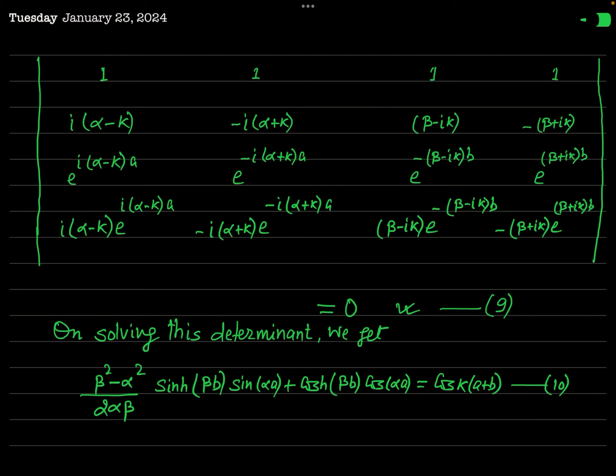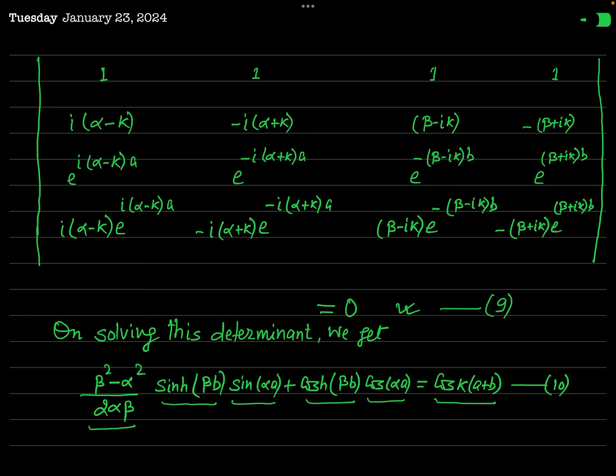So remember, when this particular determinant is solved, we get a very interesting result, which is given like this: (β² − α²)/(2αβ) times sinh(βb) times sin(αa) plus cosh(βb) times cos(αa) equals cos K(a + b). So this is the solution.